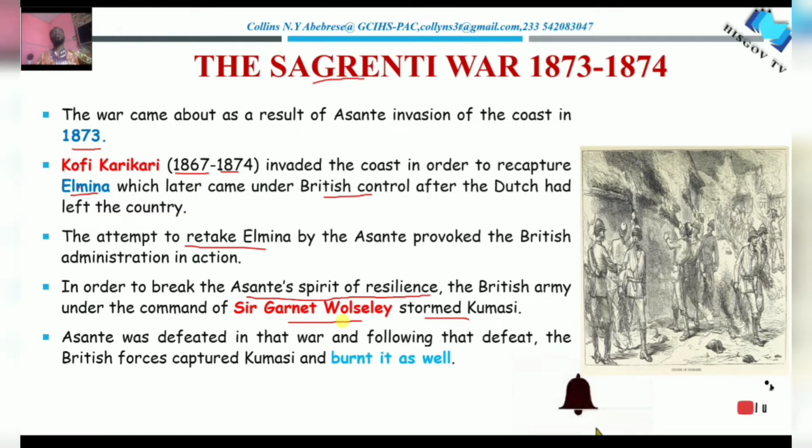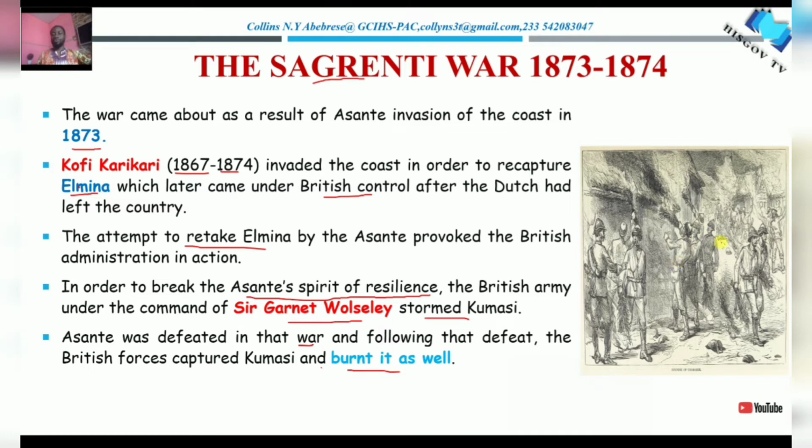The British stormed Kumasi in 1873, and this war has been one of the most brutal and devastating wars that the British ever fought with the Asantis. Because in this war, the Asantis were defeated. Even following the defeat, the British forces captured Kumasi, and then they burnt down Kumasi.